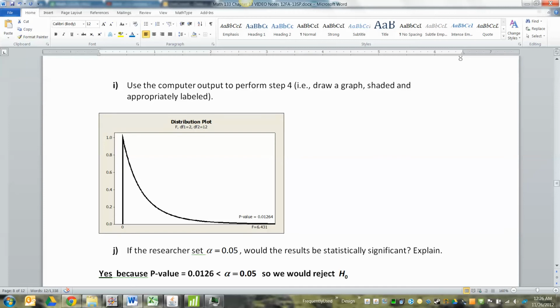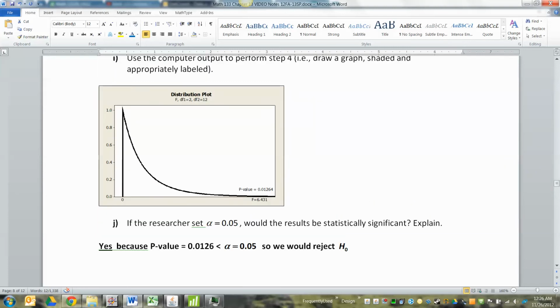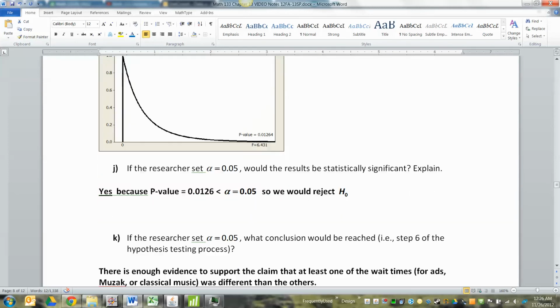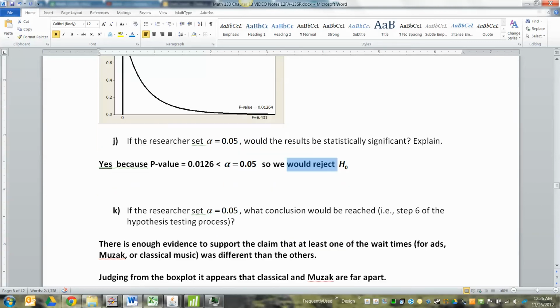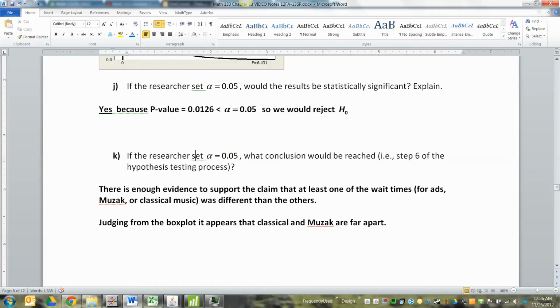This is actually very badly right skewed. It has to do with the degrees of freedom, especially that 2, and for one of the degrees of freedom, that's not good. But anyway, the F is 6.431, so just draw it right skewed, put 6.431, and label your p-value 0.0126. That is smaller than alpha, very small, so we are going to reject the null hypothesis. That would be significant, right? That means we've just shown that there is enough evidence to support the claim that at least one of the wait times for ads, Muzak, or classical music was different than the others.